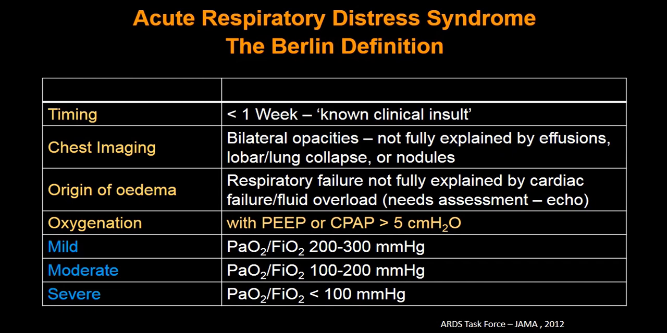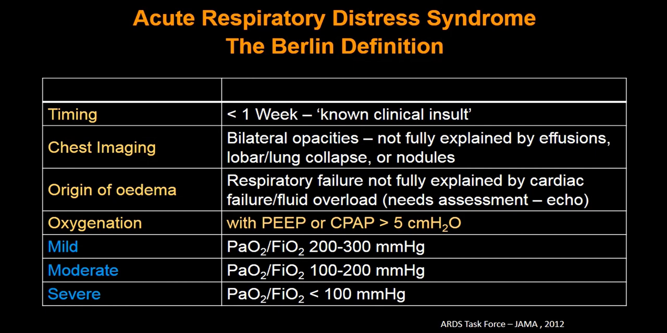So when we talk about the chest imaging, it has to be bilateral opacity because it has to be consistent with a diffuse lesional inflammatory edema. And clearly the origin of edema has to be inflammatory, therefore non-cardiogenic. And then there is an oxygenation criterion there that says CPAP greater than 5.